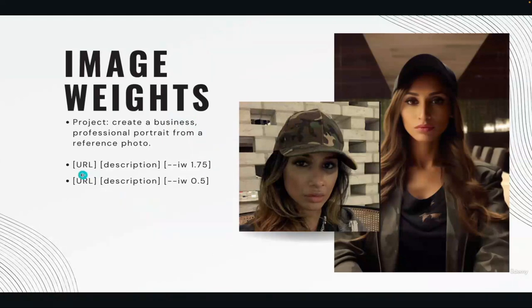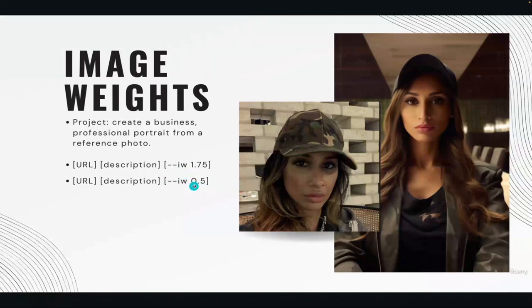So the general formula that we will be using would be an image URL. Anytime we use an image, it has to have a URL, even if it's one we upload. I will show you how to do this. And then we do our prompt description, regular text that we would normally do. For example, my photo URL, and then I say, create a business professional portrait in a boardroom or conference room, and then we put --IW, which is the parameter, and then that takes a number between 0 and 2.